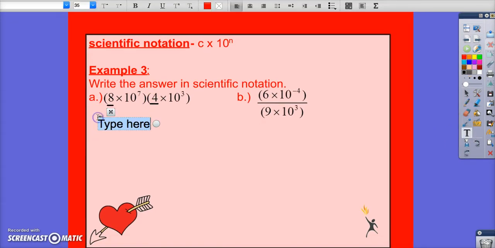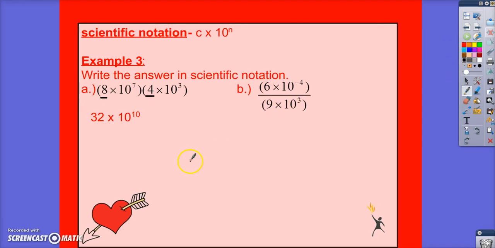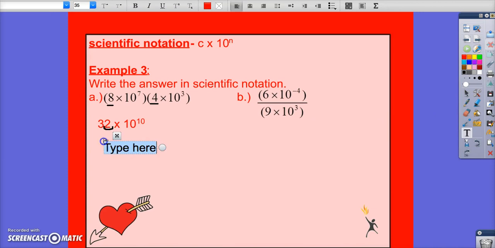8 times 4 is 32, times 10 to, now the reason why we're looking at these in this lesson is because it's exponent rules. We're multiplying the base of 10, so we add the exponents together. 7 plus 3 is now 10. Now scientific notation has to be a single digit number. This is a 2-digit, right? So if I move the decimal over 1 to the left, that's 3.2.